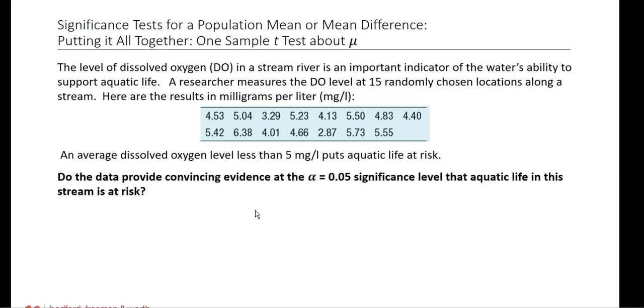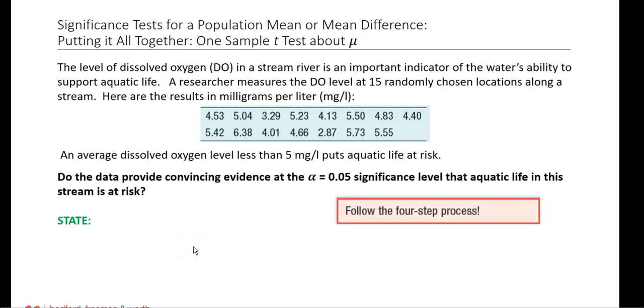We're going to start going through this: does the data provide convincing evidence? So we have to get started with stating. So state. Mu is the true mean what? The true mean dissolved oxygen level in the aquatic life of the stream.